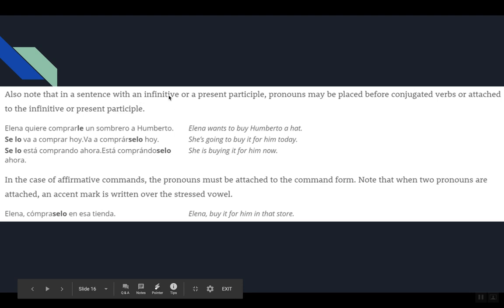Also, note that in a sentence with an infinitive or a present participle, pronouns may be placed before or attached after, like we know. So, Elena quiere comprarle un sombrero a Humberto. Se lo va a comprar, or va a comprárselo, where se, our indirect object, still precedes our direct object. In the case of affirmative commands, the pronouns must be attached to the command form. So when we're using the commands, which we know, we have to attach it with the indirect object first and then the direct object.